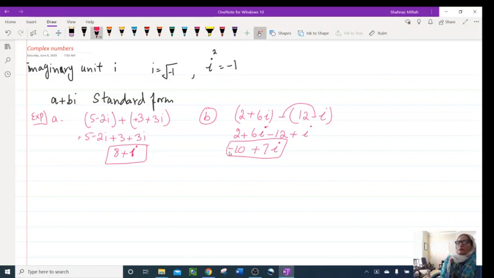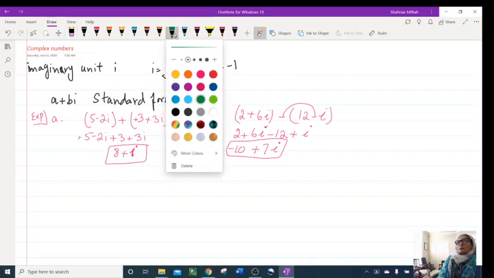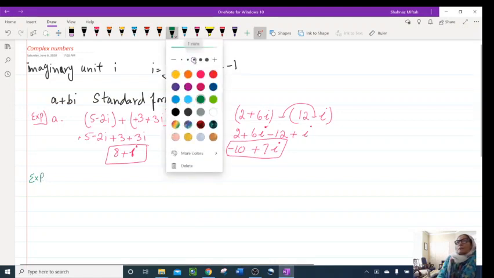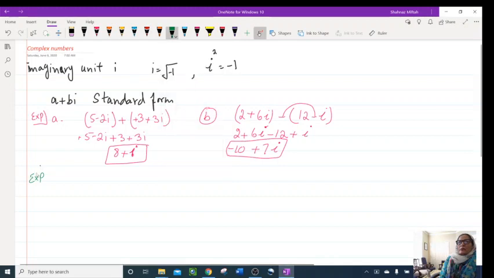It's not that hard. Now let's do multiplication. So multiplication examples, let's do a different color. Now let's do the examples here. Okay, example A: 7i parentheses 2 minus 9i.